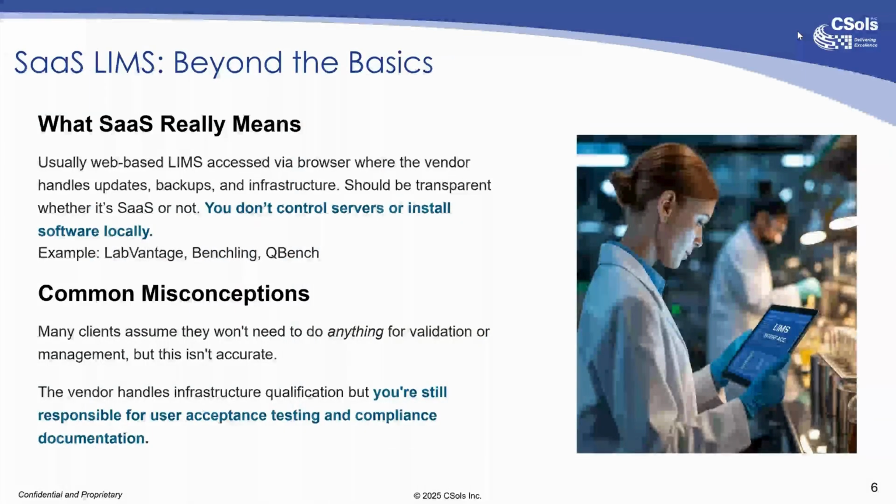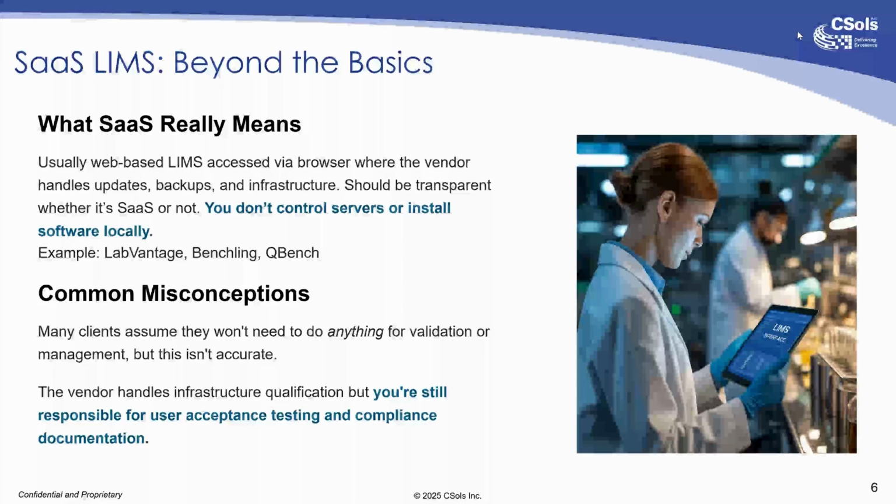So beyond the basics, what do we really mean? It's usually going to be a web-based LIMS accessed via browser, and the vendor is going to handle the updates. It should be transparent whether it's SaaS or not from your user's point of view, but from your administrators' and some of your IT people's point of view, it's going to be very different. The main difference here is you don't control the servers or install the software locally. With cloud or on-prem, you have a level of control over those systems. So with SaaS, it might even be something as simple as a restart. You might need to contact the vendor in order to restart the system if it gets stuck.